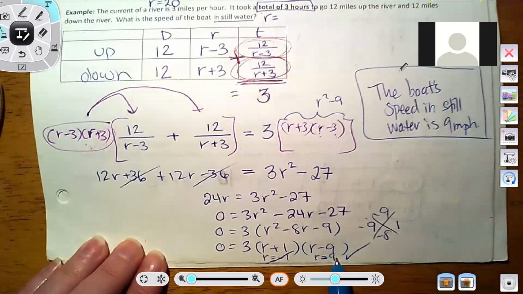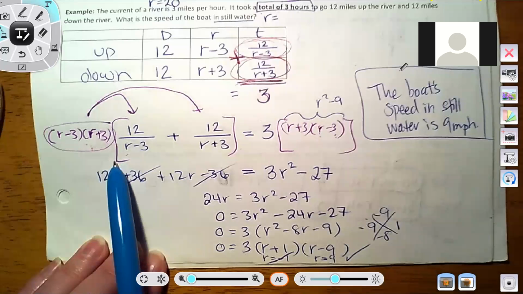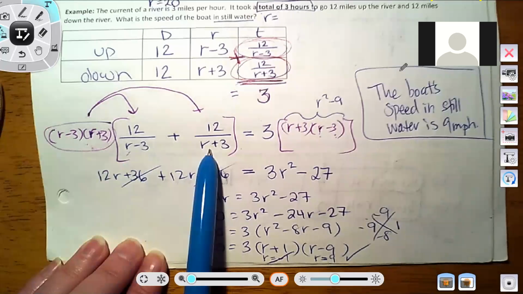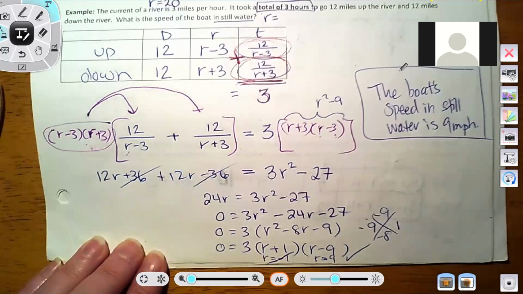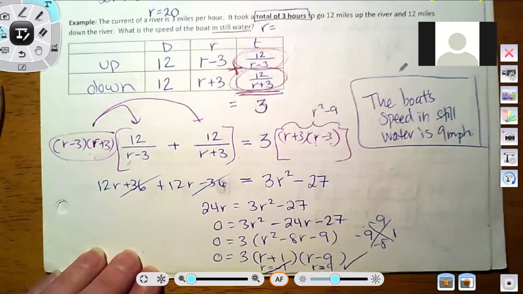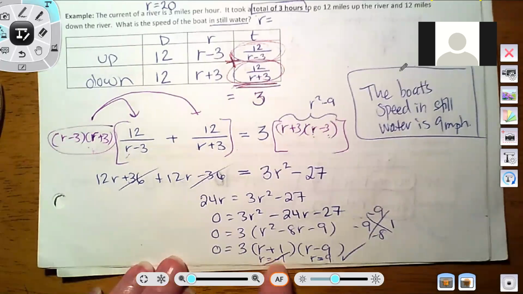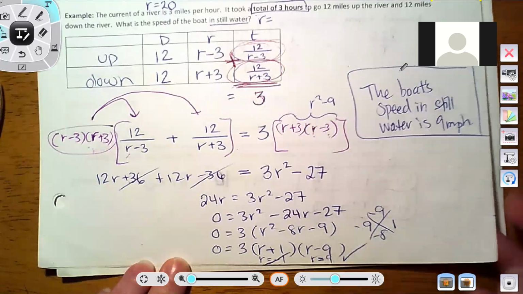Except the problem is that R could not have been, the rate cannot be 3 or -3 because that would mean we're dividing by 0. It also can't be negative because of context. You cannot be having your boat in still water go negative miles per hour. So you're left with a rate of 9 miles per hour in still water. So there are extraneous solutions for context in this problem is what I was illustrating there.